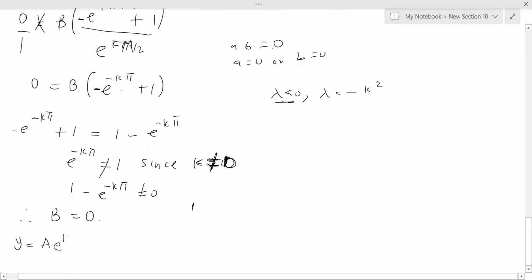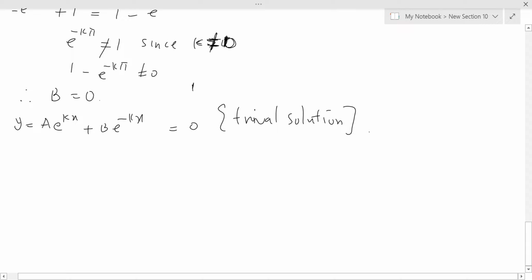So with a being 0 and b equal to 0, it means that your y, because our y is a exponential of kx plus b exponential of minus kx, this is our a, is 0, which is also a trivial solution. So this case also gives us a trivial solution.